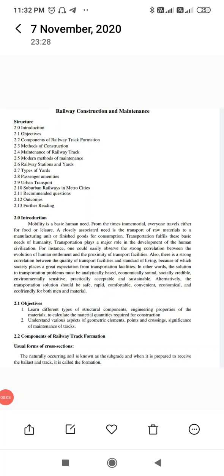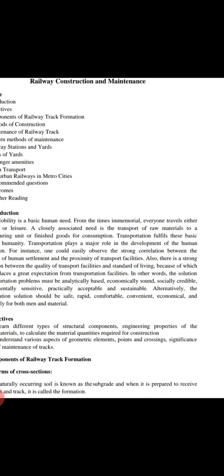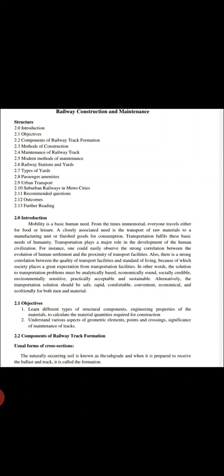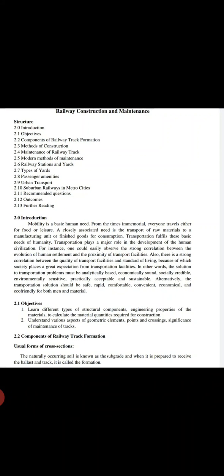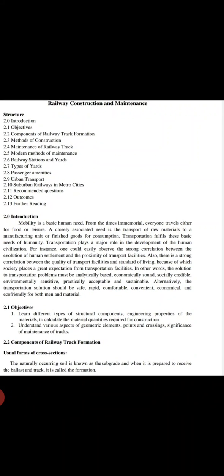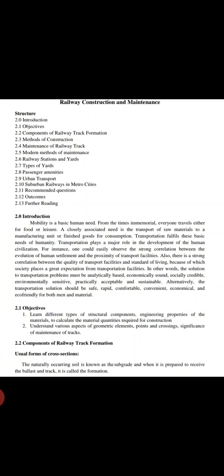Railway construction and maintenance. Mobility is a basic human need from time immemorial. Everyone travels either for food or shelter. A closely associated need is the transport of raw material to a manufacturing unit, or finished goods for consumption. Transportation fulfills the basic need of humanity.